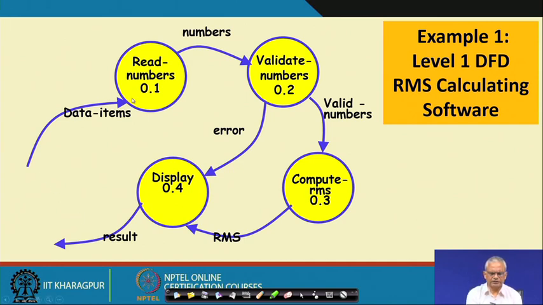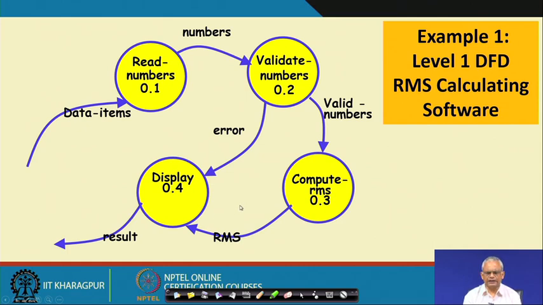The data items are entered into the read numbers, which produces the validated numbers. It reads the numbers and inputs the numbers to validate numbers. It validates and then gives the valid numbers to compute RMS. Otherwise, it produces an error message. The error message is given to the display bubble. Otherwise, it may give an RMS message, that is the result, and it produces that display. It may be an error or it may be the RMS.